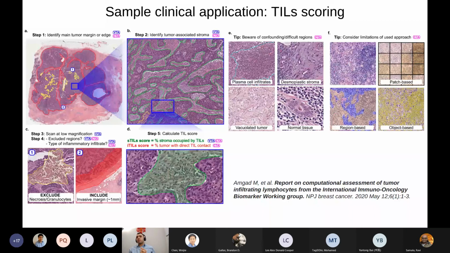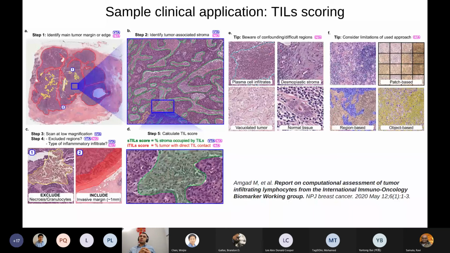So if you see more of these, it means your body is fighting back the tumor, which is a good thing. So pathologists are trying to come up with objective ways of quantifying these things. And, led by Dr. Roberto Salgado, we published this report, basically talking about the various things to consider when developing computational algorithms for scoring TILs.